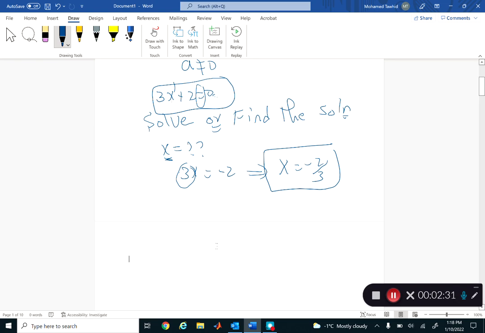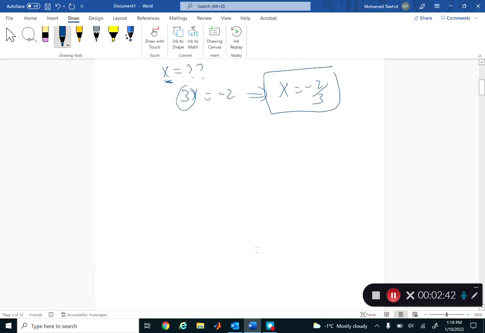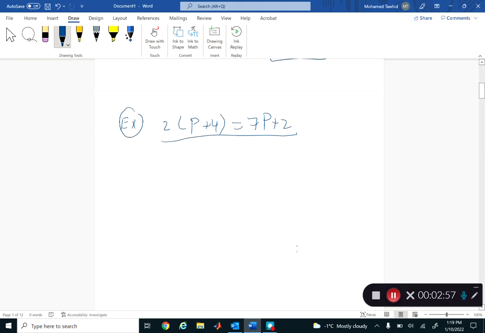All right. So here I'm going to give you another several examples. Okay, where is the other one here? I give another example of how to solve linear equations, which I gave in class. If you have 2 times (p plus 4) equal to 7p plus 2, I need to solve that for p. How to solve that? Just go ahead and expand.